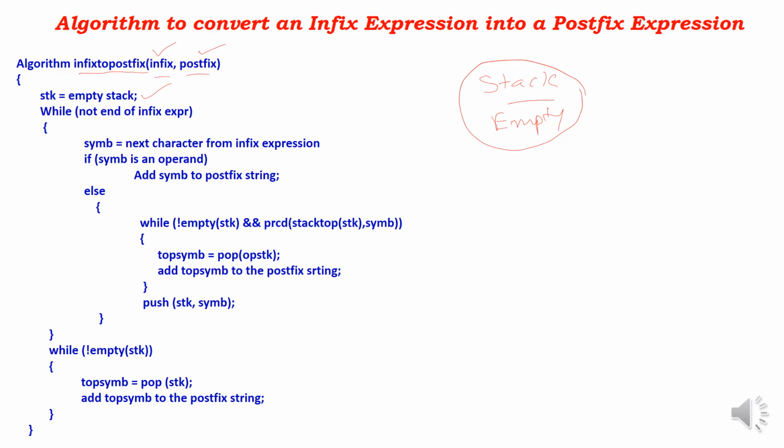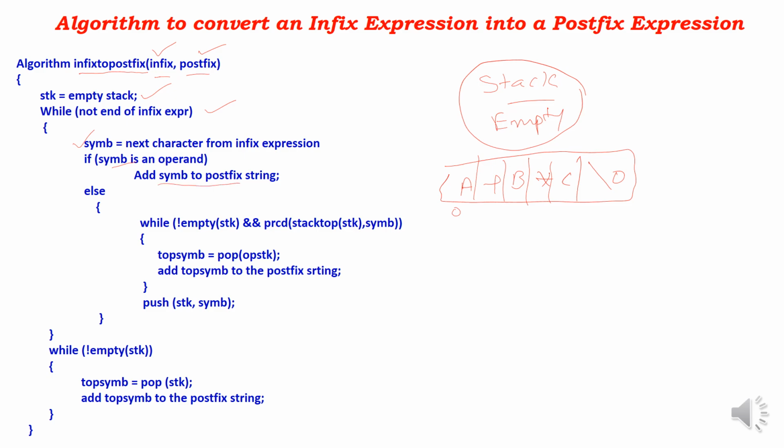Then you have to read characters one by one from the infix expression. Suppose it is a plus b into c backslash 0, that is the infix expression. We have to read characters one by one and perform operations till you read backslash 0, that is the null character. So all the characters you are going to read. While it is not the end of the infix expression, what do you have to perform? Read the first character, say for example a, then check whether the symbol is an operand or an operator.